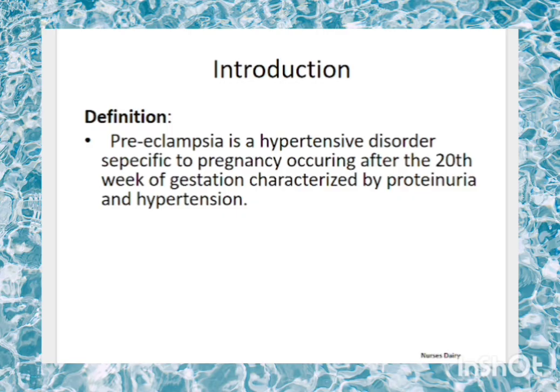So we'll first dive into the introduction. We'll define preeclampsia as a hypertensive disorder specific to pregnancy occurring after the 20th week of gestation, and characterized by proteinuria and hypertension.